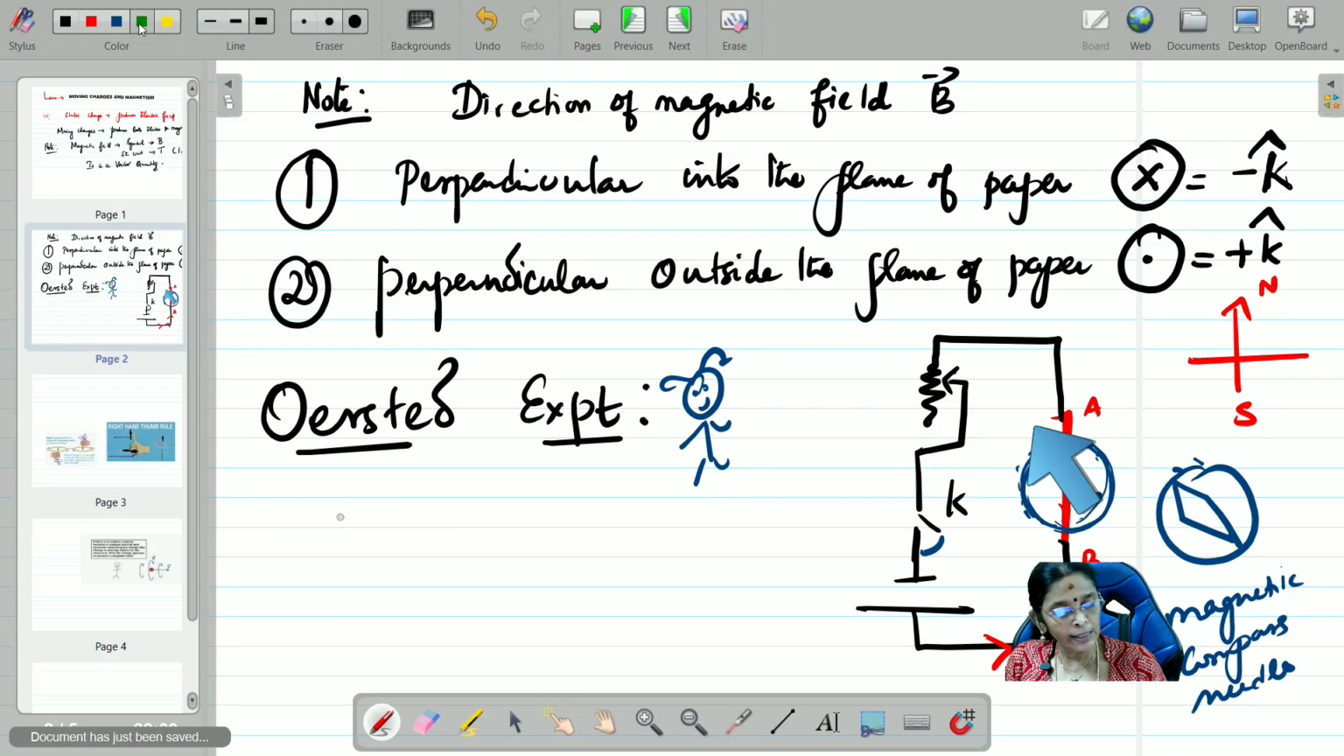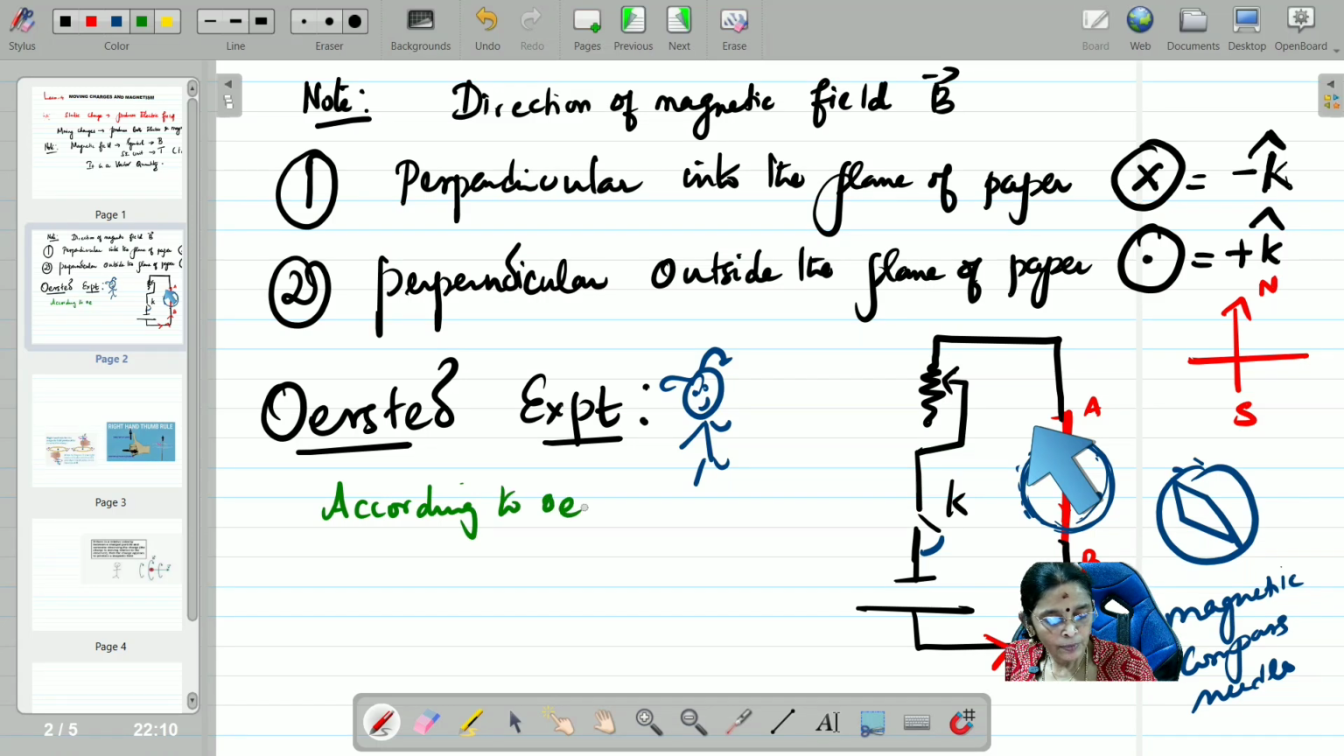So we'll see Oersted's experiment. According to Oersted, what is the simple essence of this experiment? One line answer, children: when you pass current through a conductor, a magnetic field is produced. How was he able to arrive at the conclusion? Just by bringing a small magnetic compass needle below the wire.